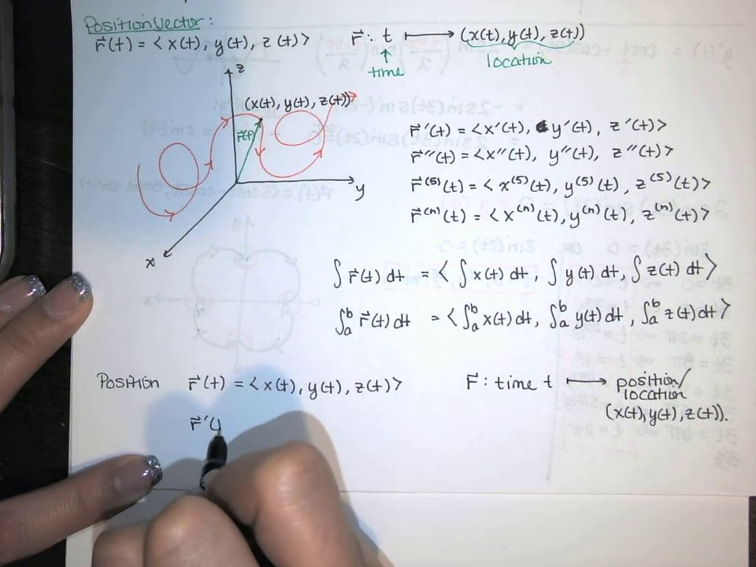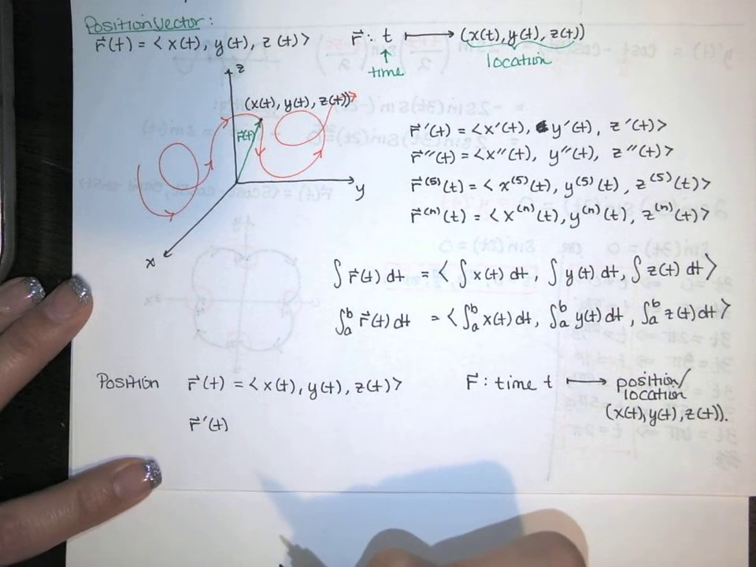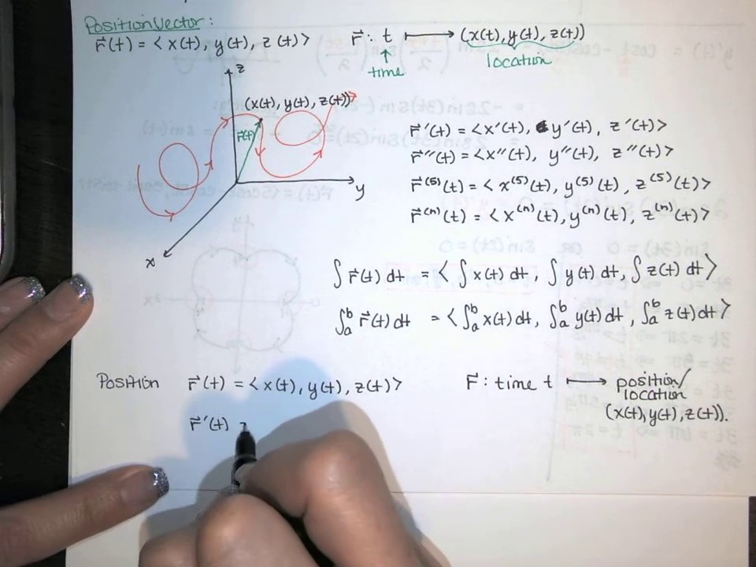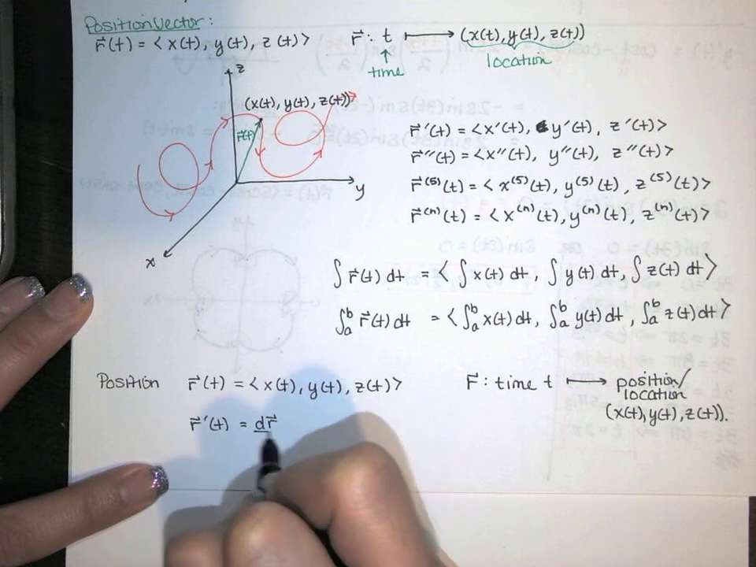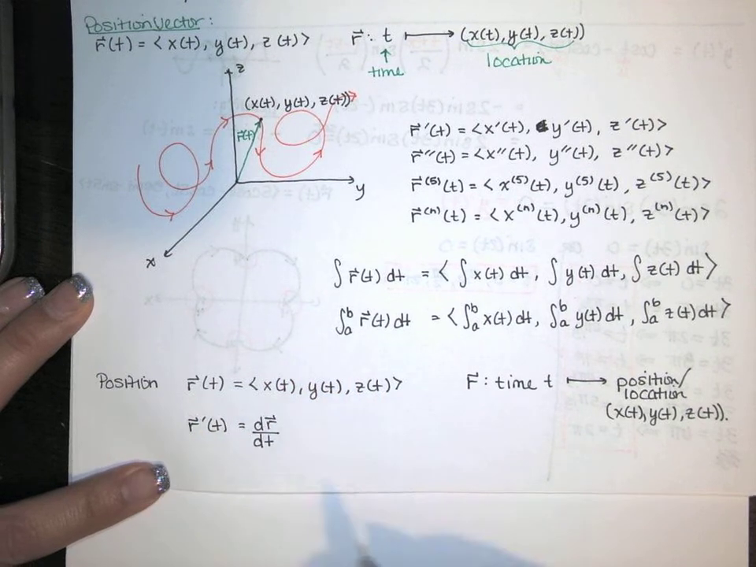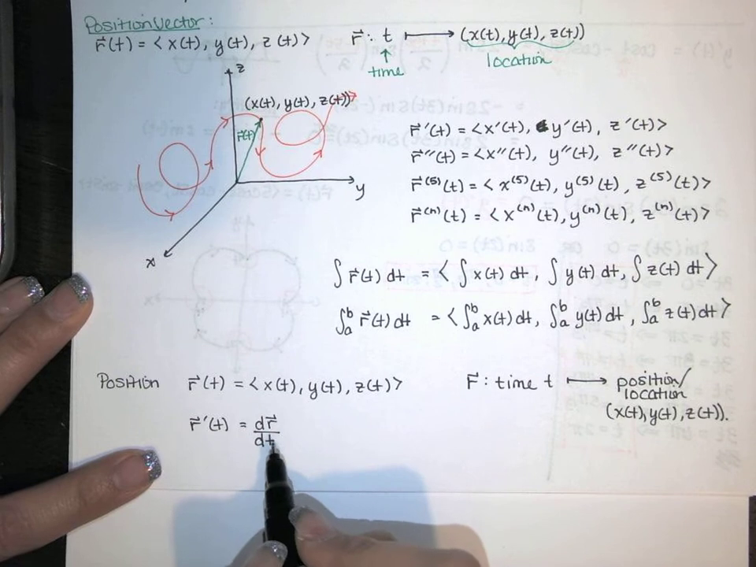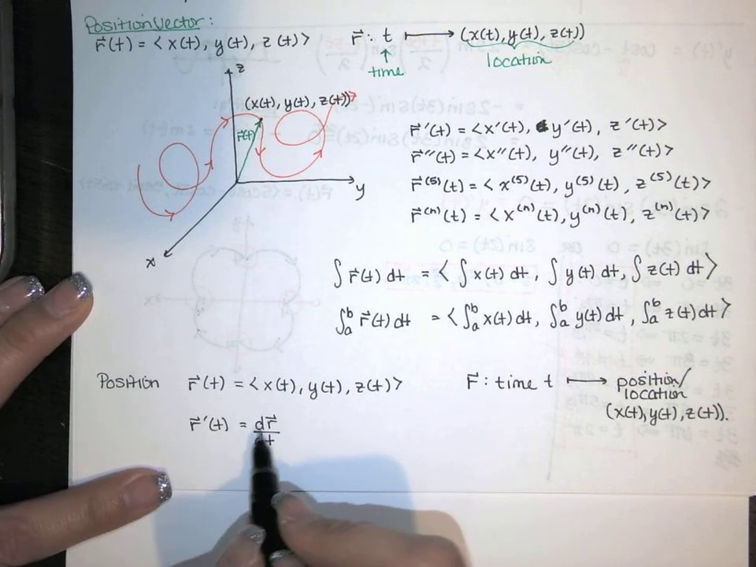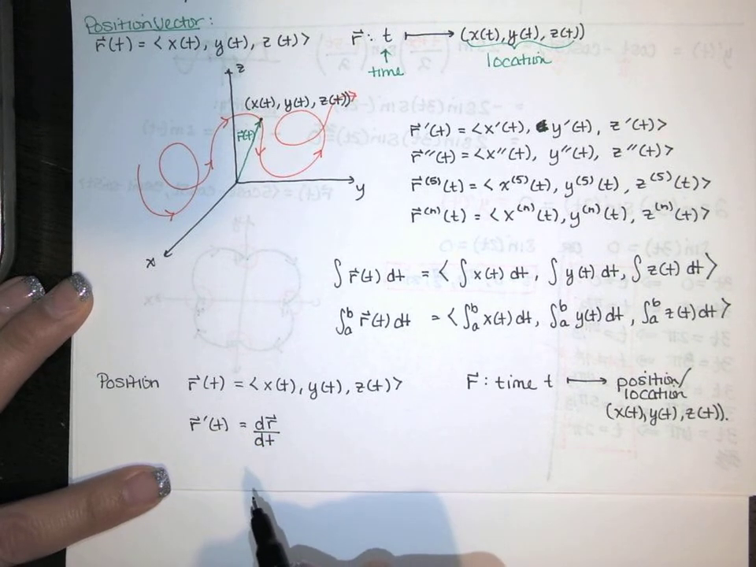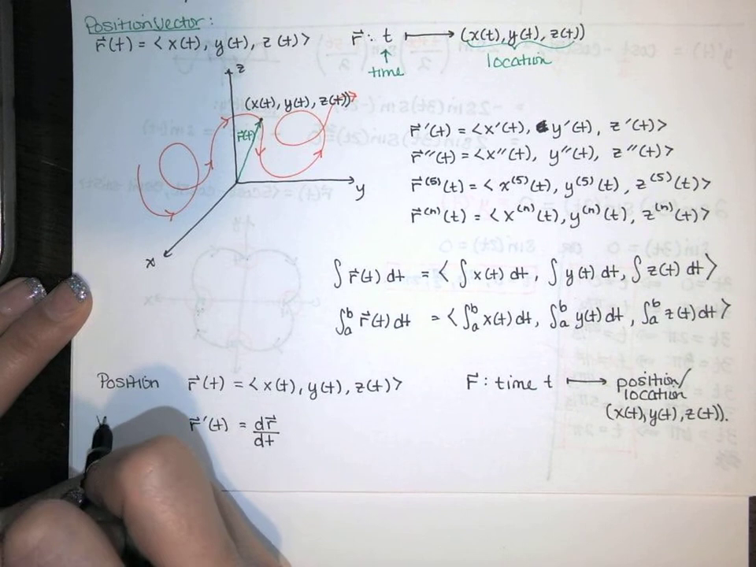Any guesses on what r prime of t represents? Remember when we took the derivative of a position function back in Calc 1? Let's write it down using Leibniz notation. It makes it a little bit easier to see. This is change in position per change in time, but it's instantaneous. What's the instantaneous change in position per unit time? I hope you said velocity, because that's correct.